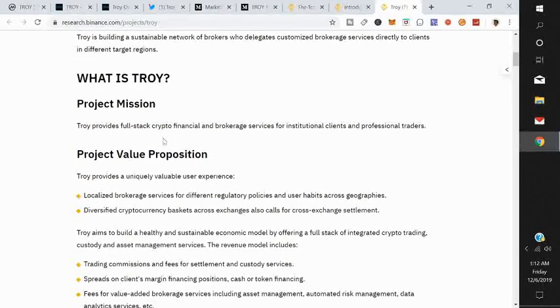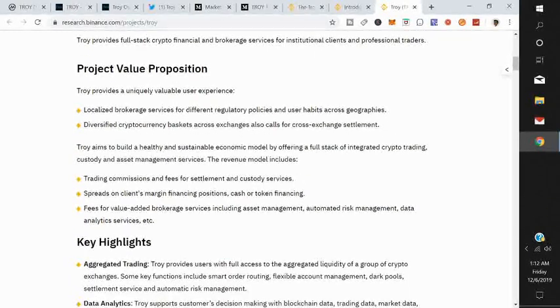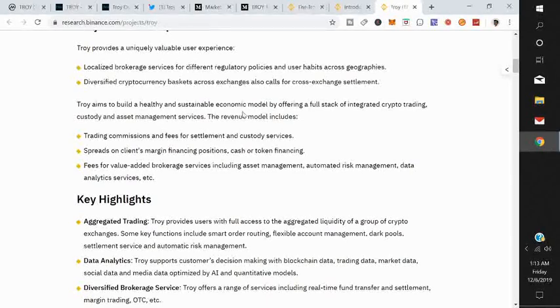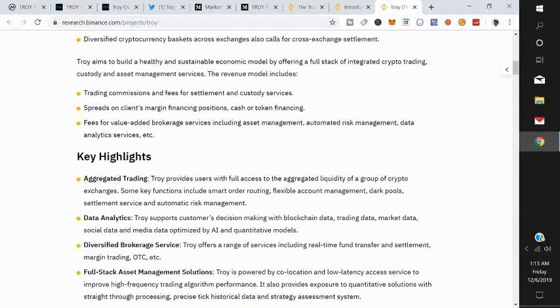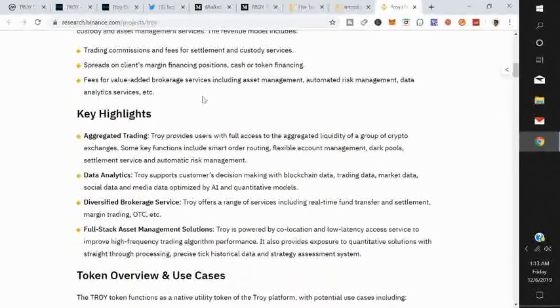What is Troy's project mission? Troy provides full stack crypto financial and broker services for institutional clients and professional traders. What is the project's value proposition? Troy provides a uniquely valuable user experience, localized broker services for different regulatory policies and user habits across geographies. It also provides a diversified crypto basket across exchanges, and also calls for cross-chain settlement. Troy aims to build a healthy and sustainable economic model by offering a full stack of integrated crypto trading, custody, and asset management services. The revenue model includes trading commissions and fees for settlement and custody services, spreads on client margin financial positions, cash and token financing, fees for value-added broker services including asset management, automatic risk management, data and analytics services, etc.